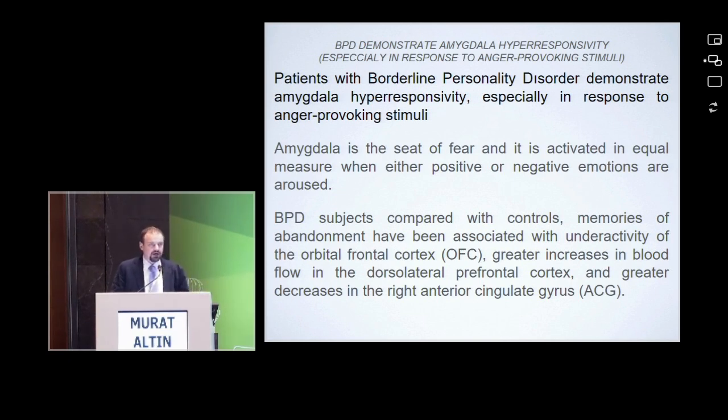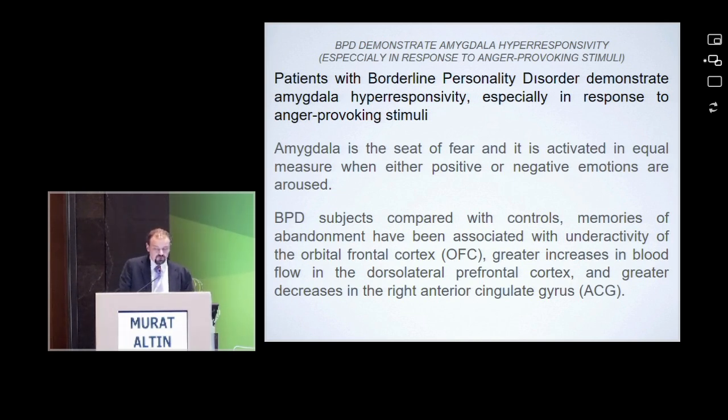The regulation of the emotional reaction is distorted by the amygdala hyperresponsivity, especially in response to anger-provoking stimuli. You know, the early childhood traumas or socio-cultural factors or the genetic factors, these people have amygdala hypersensitivity, because the amygdala is the seat of fear and it is activated in equal measure when either positive or negative emotions are aroused.